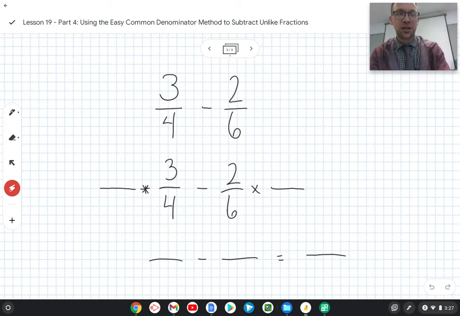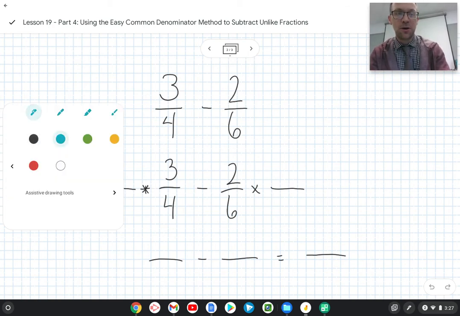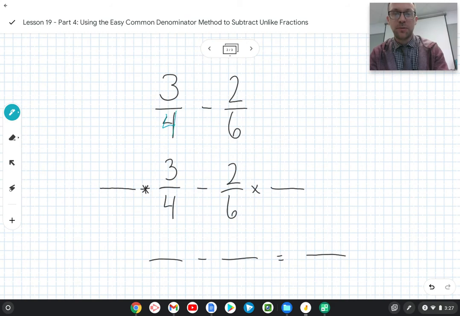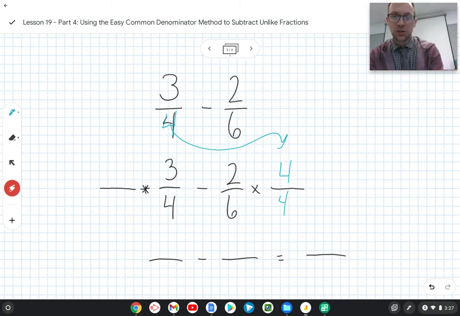So let's start by moving our 4, the first denominator, over here and multiplying it by both the top and bottom numbers in our second fraction. So 2 times 4 will be 4. I'm sorry, not 4, it'll be 8, of course. It'll be 8. Let me get that erased. And 6 times 4 will be 24.